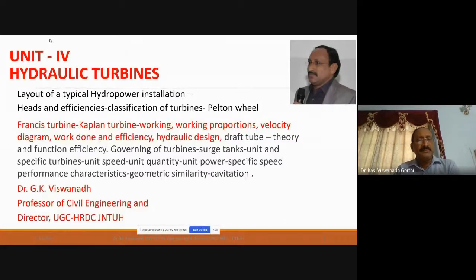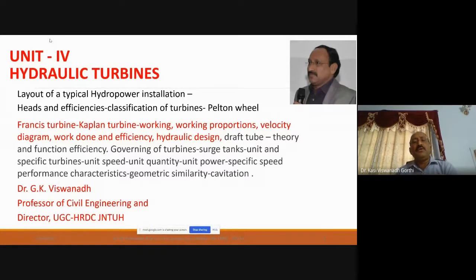We have been discussing the most important topic in the hydraulic machines part, hydraulic turbines. We have finished two modules in hydraulic turbines. One related to the simple layout of a hydroelectric power station and various definitions related to the heads, efficiencies, and then classification of the turbines.